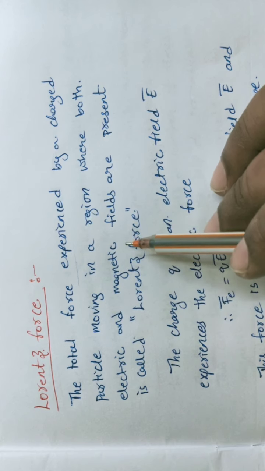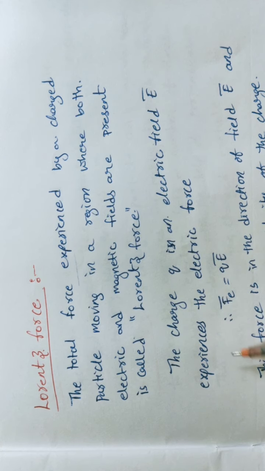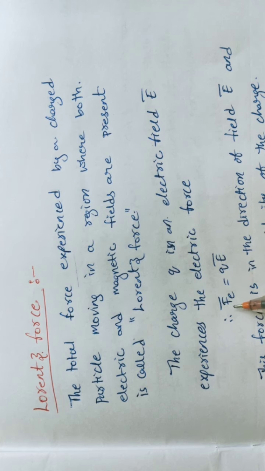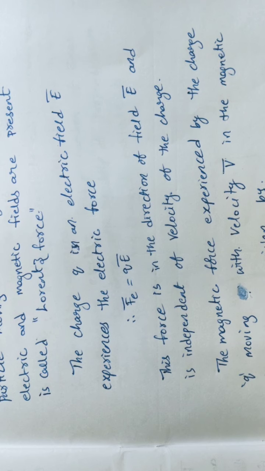In this condition, both fields are taken, electric and magnetic. So a charge in an electric field experiences some force, F = qE. In vector form, this force due to the electric field is F bar = q E bar. In the case of an electric field, the force and the electric field are in the same direction, and the force does not depend on the velocity of the charged particle.